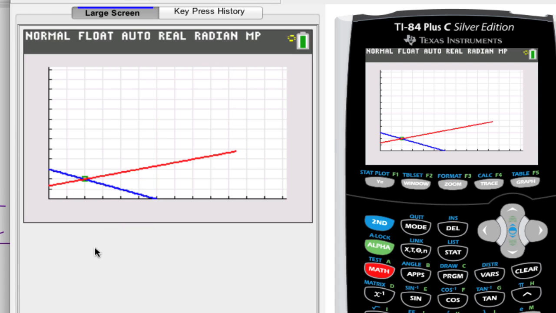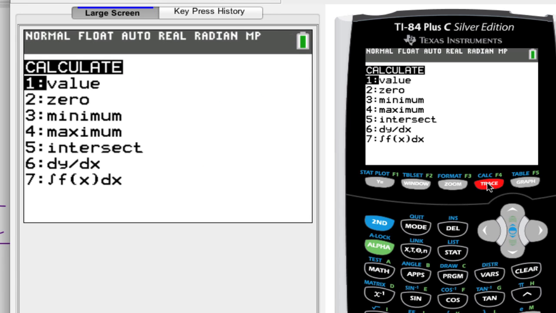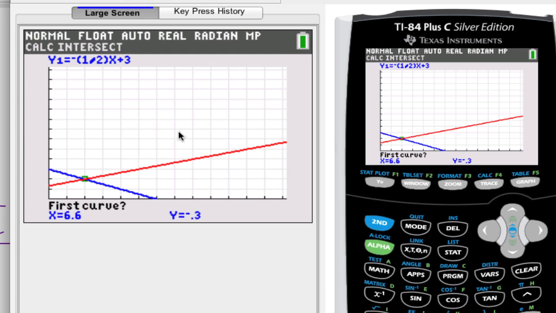Once that draws in, I want to use one of the calc functions. So I press second and then calc. I want to go down to intersect, which is 5. It's already on the blue, which is one equation, so I press enter. And now we see it's on the other one because it's in red. I press enter again. For the guess, I'm just going to press enter one more time. And here we see the intersection is at position 2, 2.